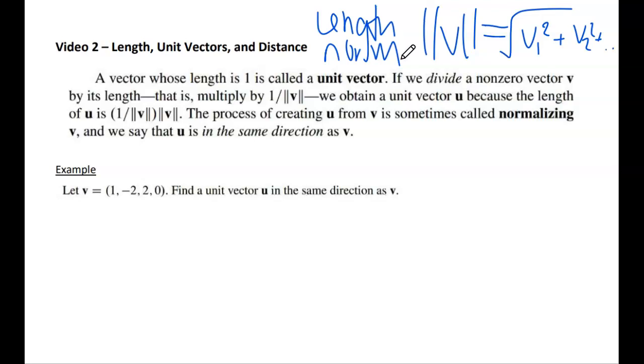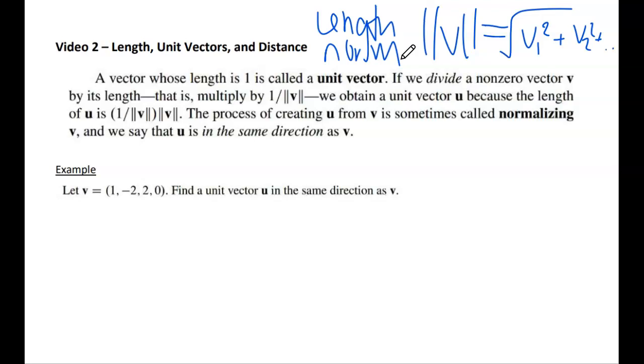Now, a vector whose length is 1, we're going to call that a unit vector. So it says here, if we divide a non-zero vector by its length, so we take 1 and we divide by the norm, then we will obtain the unit vector u because it's going to end up having a length of 1. So we also call this normalizing v, or we say that u is in the same direction as v.